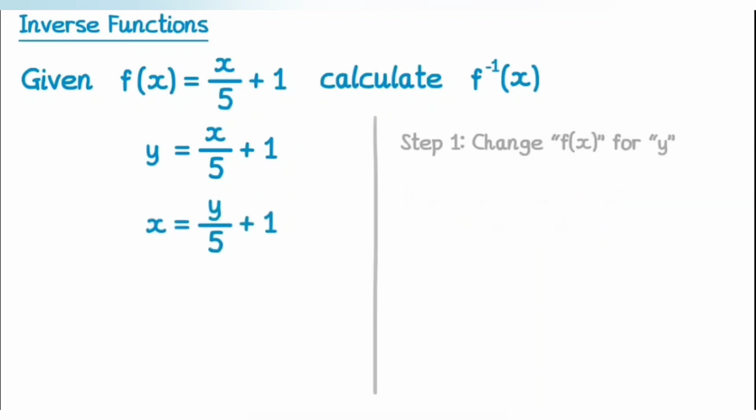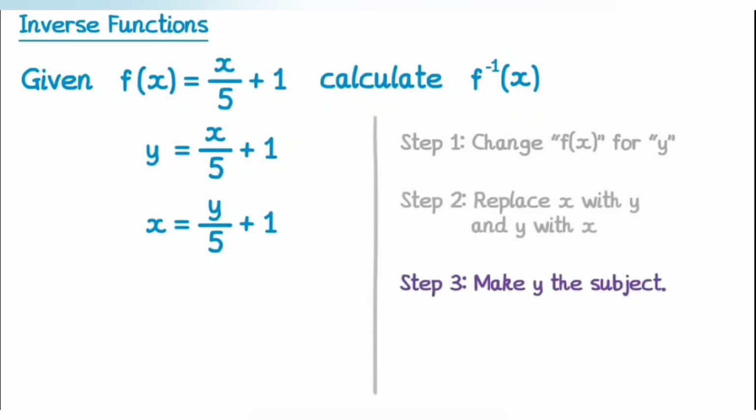And then on to step 3, which was to rearrange to make y the subject. So for this one, I'd subtract 1 from both sides. If we do that on the right-hand side, we get y over 5. The 1's will cancel. And on the left-hand side, if we subtract 1, it's x take away 1.